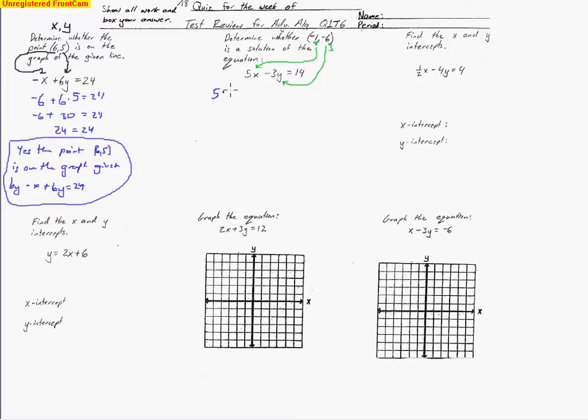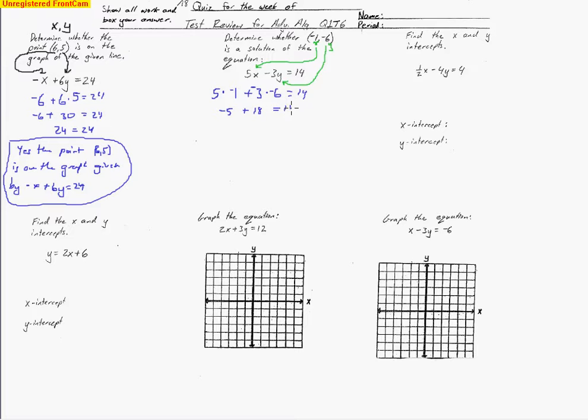So 5 times negative 1, and then minus 3 times negative 6. You just have to be careful on the signs here. We multiply here, we get negative 5. And this one, we think of this as a negative 3. Whenever I see minus 3, I think of plus negative 3, so it ends up being 18.